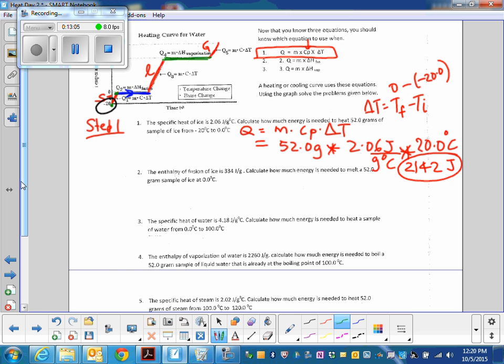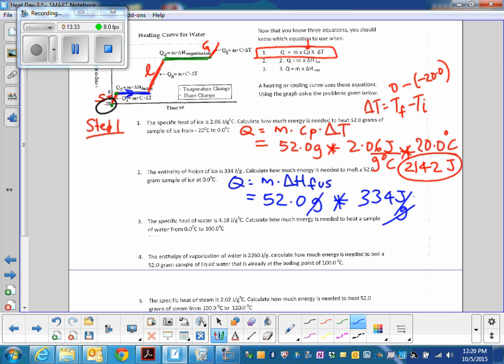So I calculated my heat change for my solid to go from minus 20 to 0. What is the next step? Step 2, the solid is melting. So what is my equation? Q equals m times heat of fusion. Fusion is the fancy word for melting, correct? So the amount is 52.0 grams times, what is my heat of fusion? 334 joules per gram. And what is the answer?